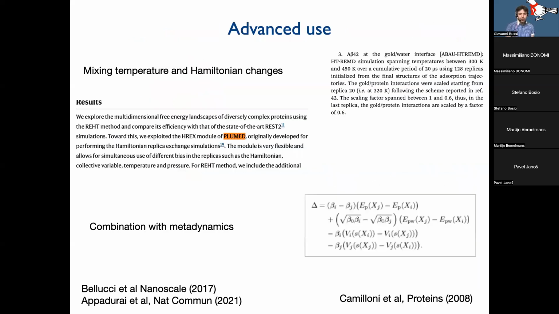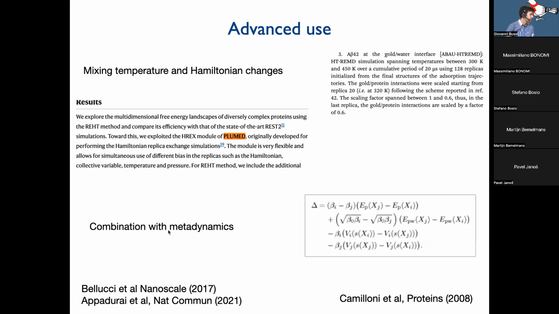The implementation that you will learn how to use is actually very flexible and can be used also to change temperature and not just the potential energy function. And so if you want to have an idea of how to do this from published papers, you can look at this paper of mine, where I was included. It's in Nanoscale 2017, a collaboration with the group of Stefano Corni, where we use this to enhance sampling of a peptide on a gold surface.